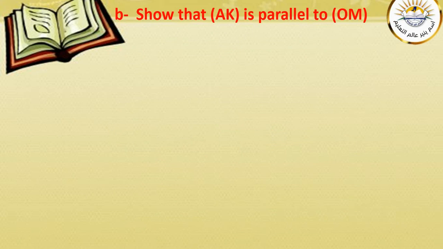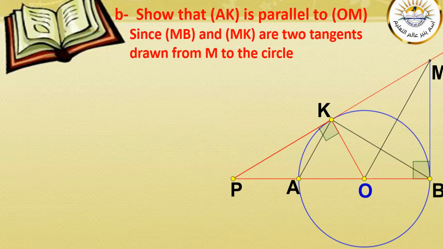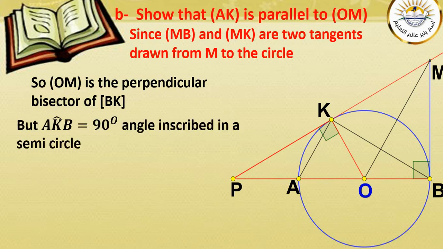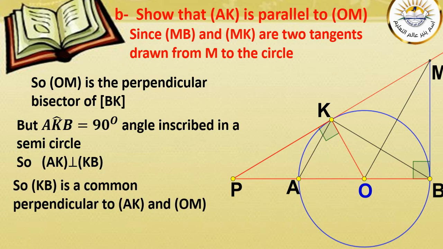B, show that AK is parallel to OM. Since MB and MK are equal, OM is the bisector of BK, but the angle AKB is equal to 90 degrees, an angle inscribed in a semicircle. So AK is perpendicular to KB. So KB is a common perpendicular to AK and OM. And that means AK is parallel to OM.